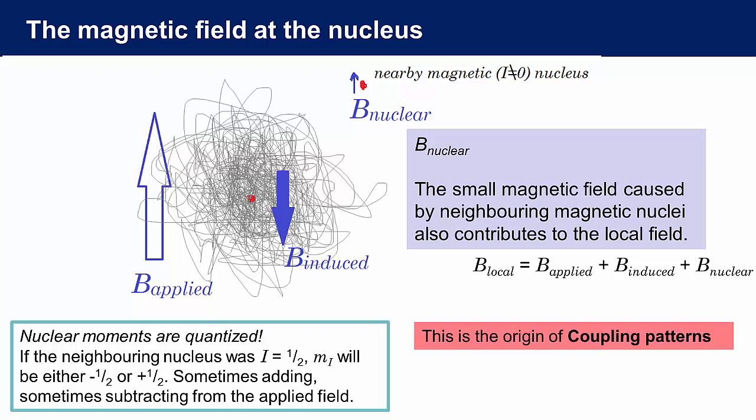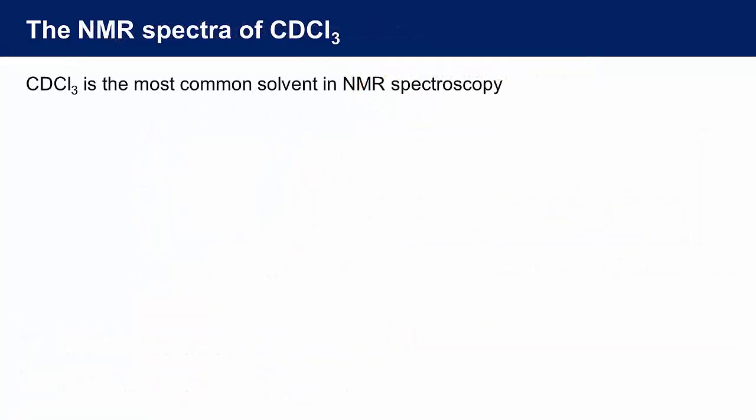Let's have a look at a very simple spectra of something that you may have seen before but may not have paid any attention to. Deuterochloroform, CDCl3, is the most widely used solvent in NMR spectroscopy. There are two important reasons for this. Firstly, chloroform is a very good polar organic solvent. It dissolves many types of compound easily.